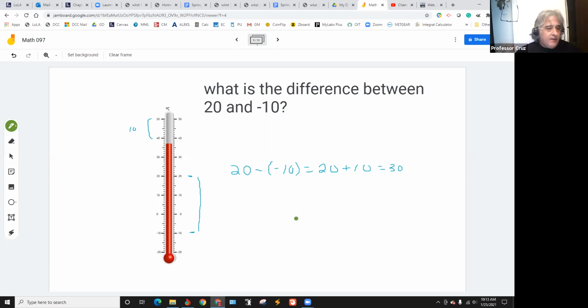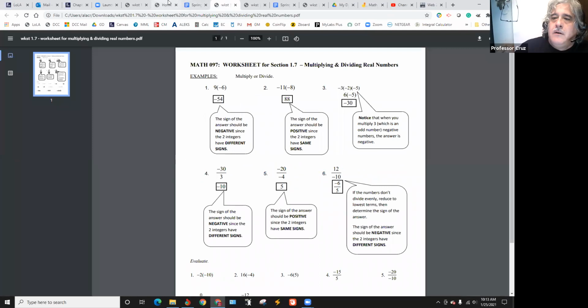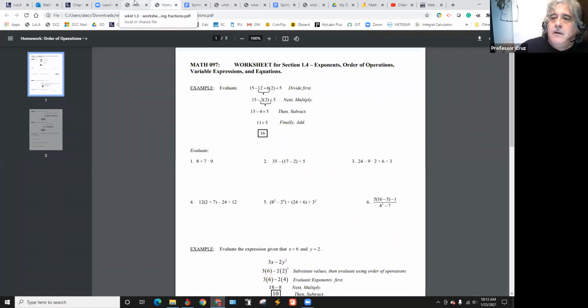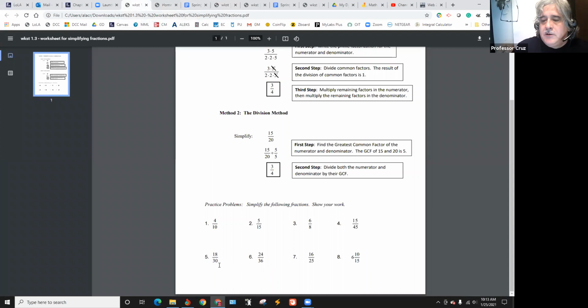I drew this out for my class, but I'm not sure I'd shown it to you folks, because this is just a visual example of why that happens. Well, let's go back to these. So what does 18 over 30 simplify to?